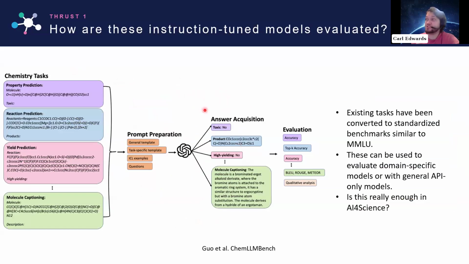So how are these instruction tuned models evaluated? Generally speaking, people have just taken all these existing tasks and tried to convert them to a standardized benchmark like the MMLU. However, a question that I ask is, is this really enough in AI for science? And I'll mention some very recent work that I've been doing because of that question.